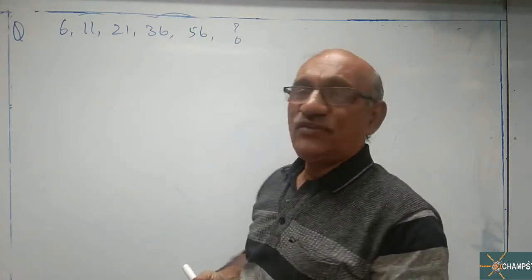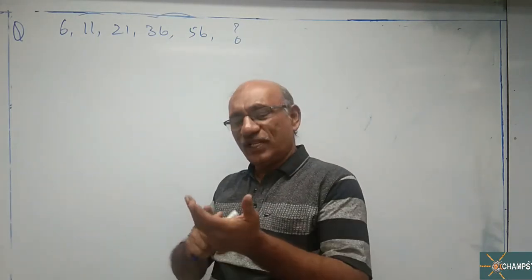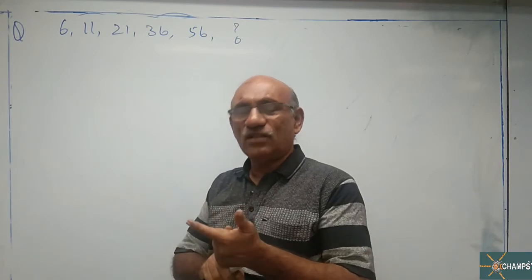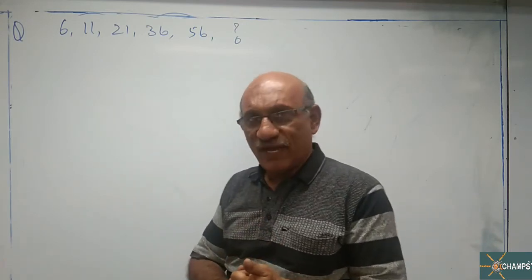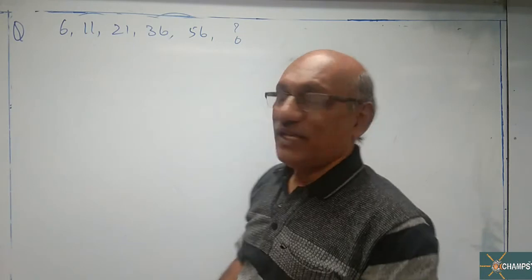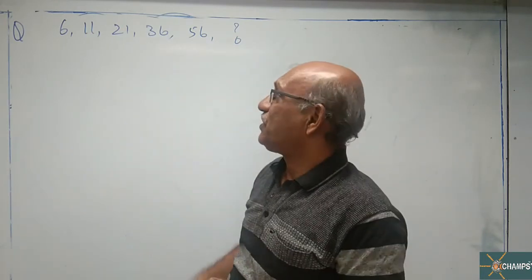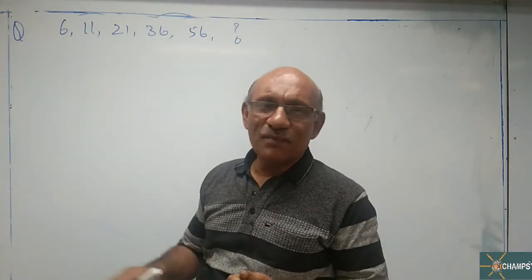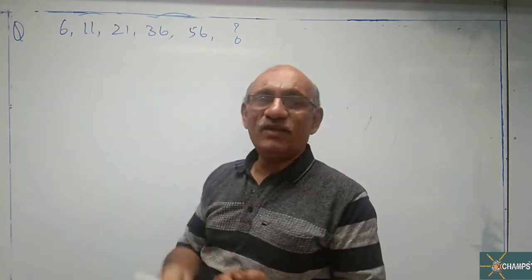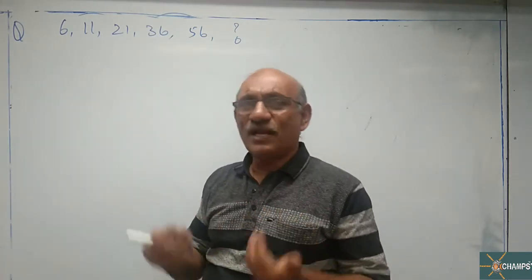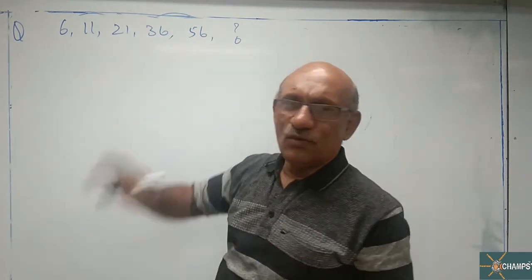Okay sir. 6 is not a prime number because for this 1 is a factor, 2 is a factor, 3 is a factor, 6 is a factor. So it is not a prime number series. Now 6 is not a perfect square, 6 is not a perfect cube. Similarly 11 is not a perfect square, 11 is not a perfect cube. So these are ruled out.